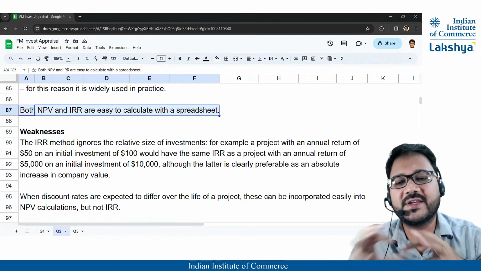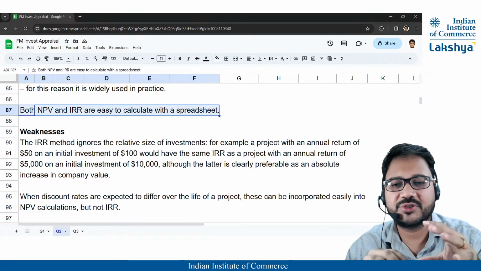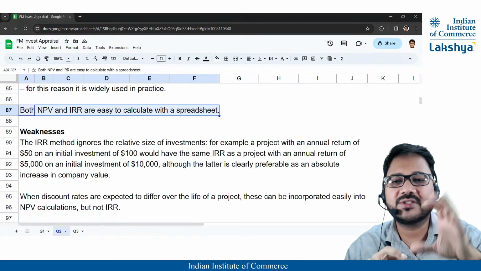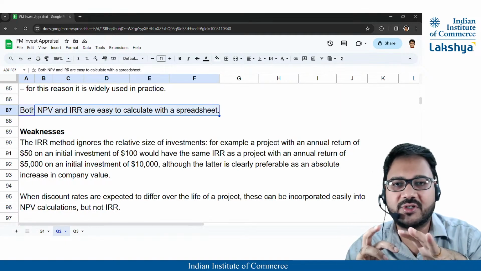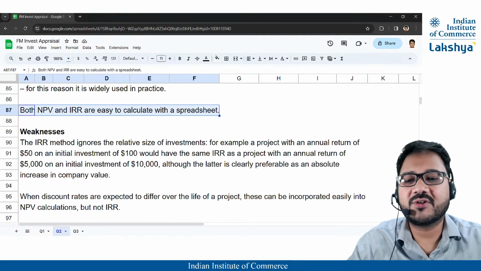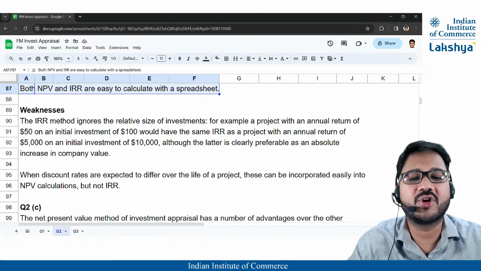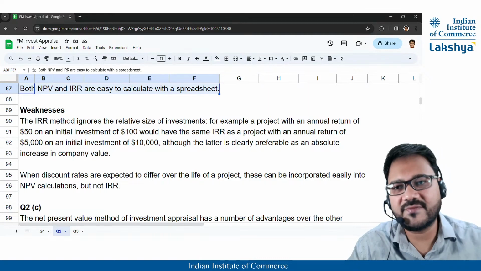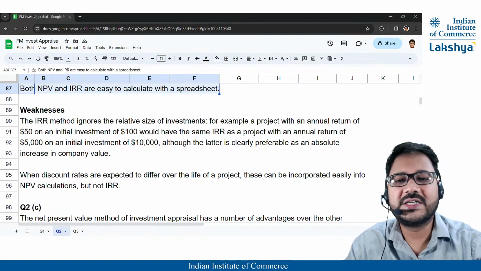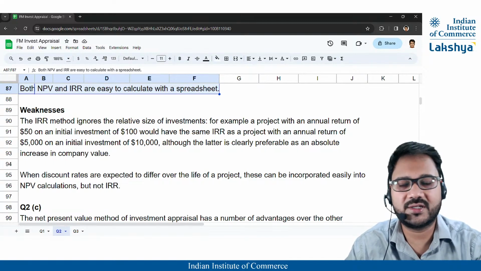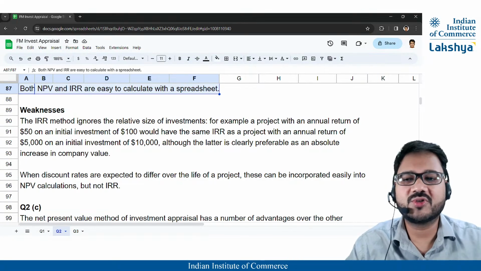So you cannot really compare two different projects because the size of one project would be like $1 million and the return would be in millions. Okay, but as a percentage, it would be the same as if it is a smaller project of just $1,000 investment, right? And when discount rates are expected to differ over the life of the project, these can be incorporated easily into an NPV calculation, but not IRR. So in situations where differing discounting rates are to be used, it cannot be easily incorporated into IRR. Okay, so these are the two weaknesses they have highlighted.